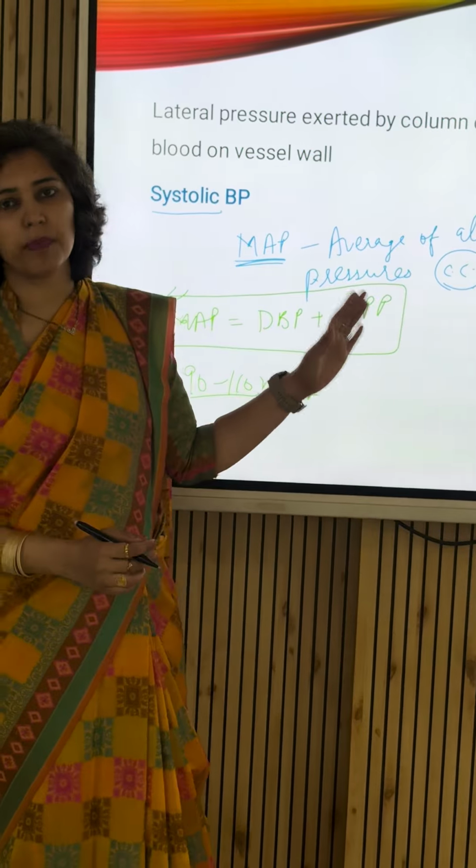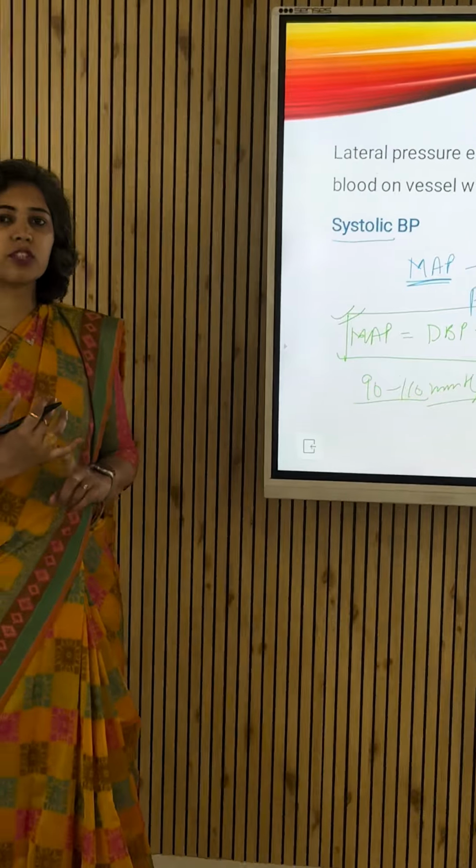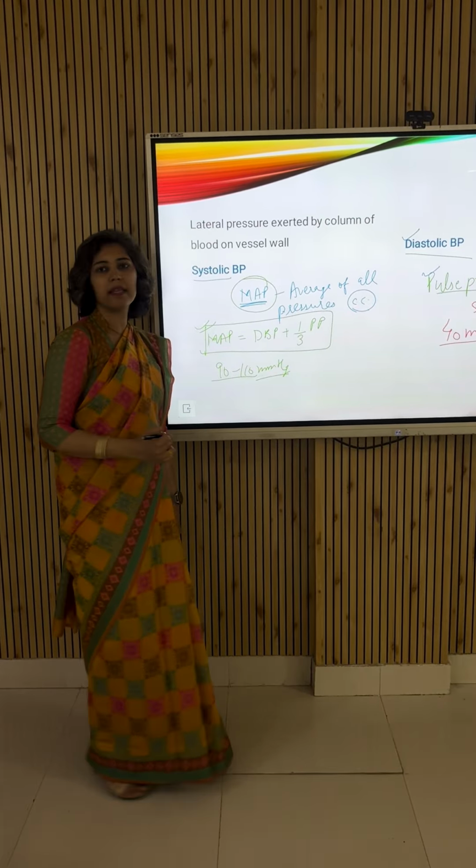So that was all about the four types of blood pressure. We discussed the definition, what is systolic blood pressure, what is diastolic blood pressure, what is pulse pressure, and mean arterial blood pressure.